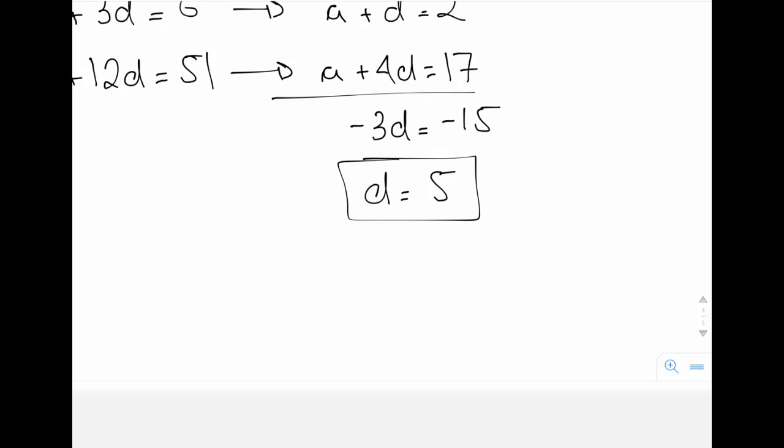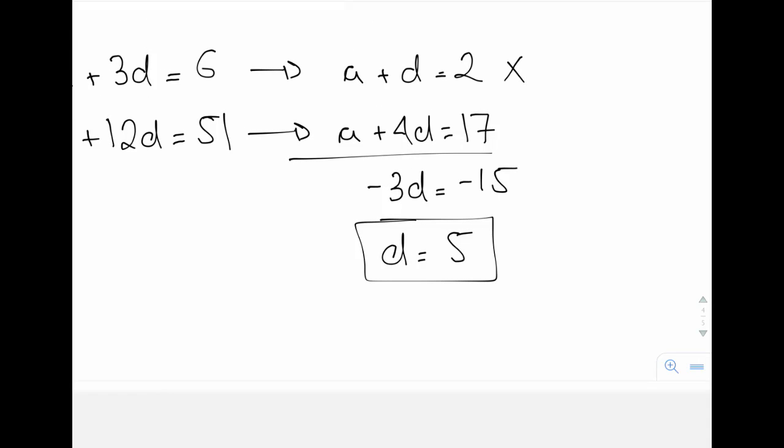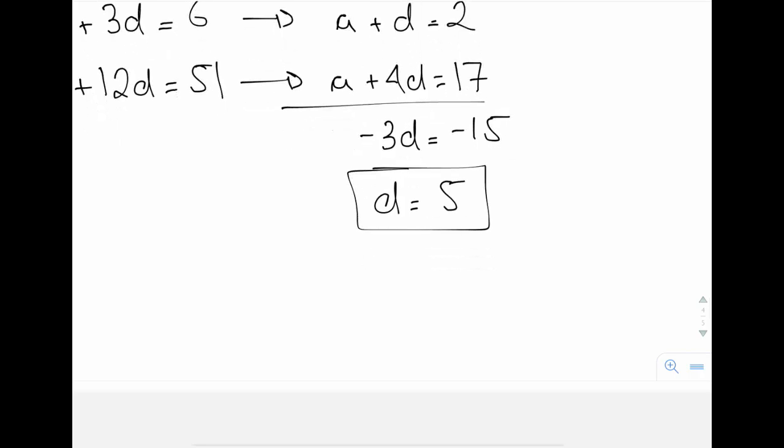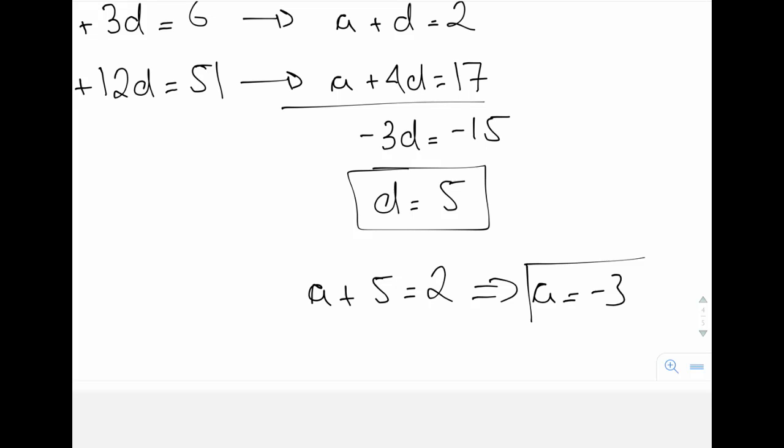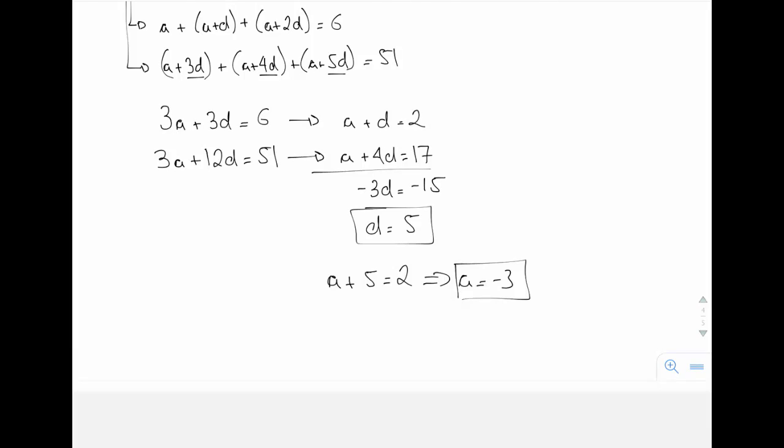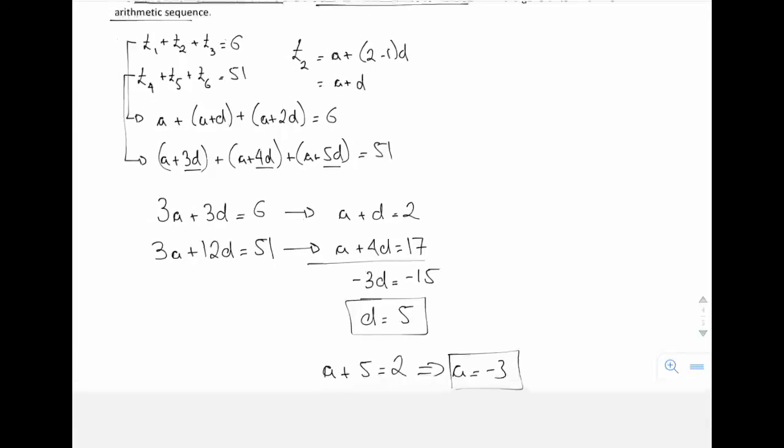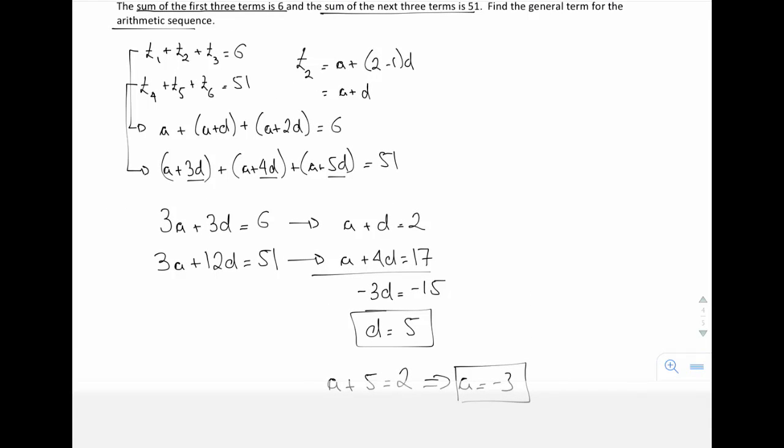Well, I'll take that 5, plug it into, say, this equation here, and see what we get for a. So a plus 5 is equal to 2 implies that a is equal to negative 3. And there you have it. Our a and d terms, which we can then substitute into our general equation, which is negative 3 plus n minus 1 times 5.